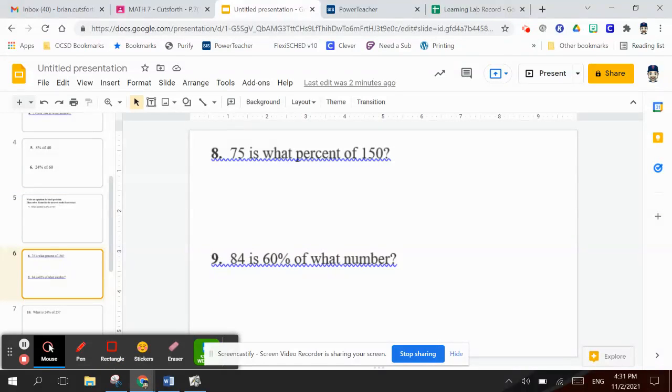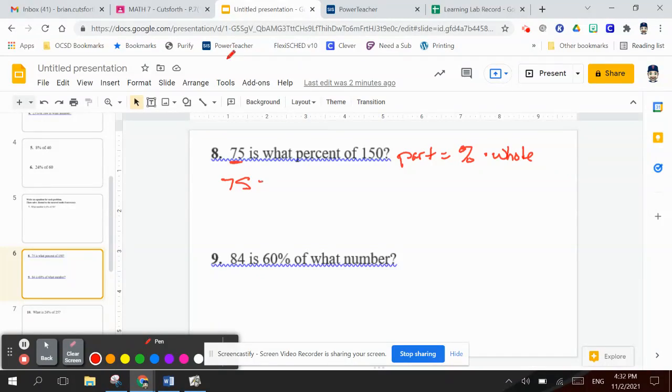When I look at number 8, 75 is what percent of 150? So 75 is my part. So remember, your part equals percent times your whole. So my part is 75 equals the percent, I'll use W in this case, times 150. So in order to find my percent, I'm going to divide each side by 150. 150 crosses each other out, left with W equals 75 divided by 150. That is 0.5, but that is not our percent yet. So I have to take 0.5 times 100 equals my percent. And when I do that, I get 50%.